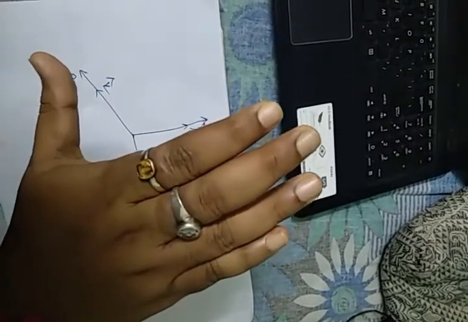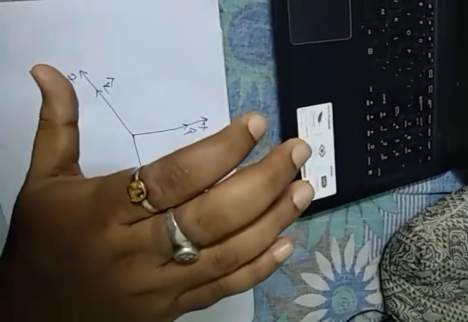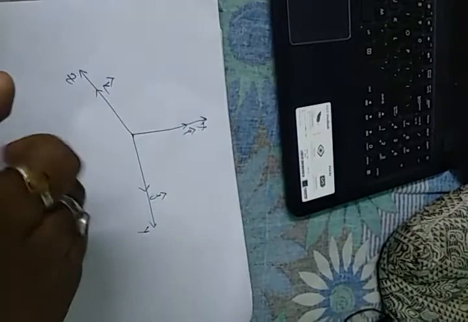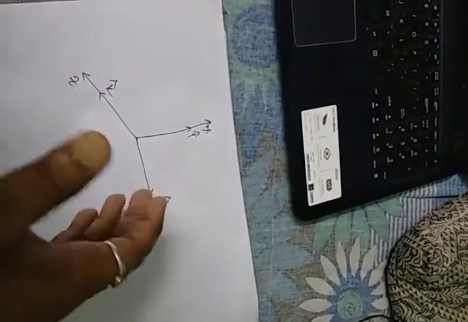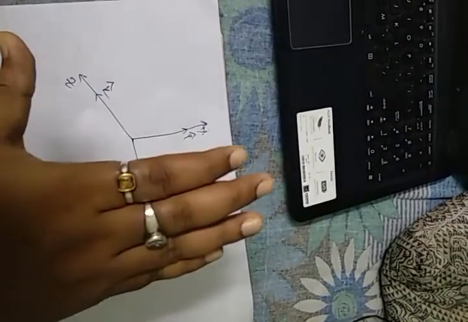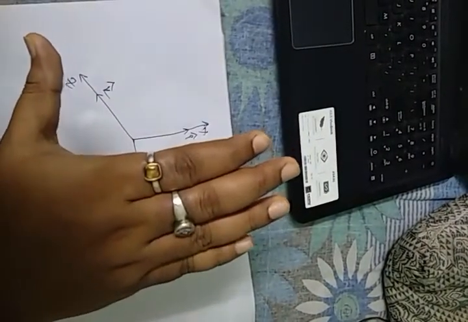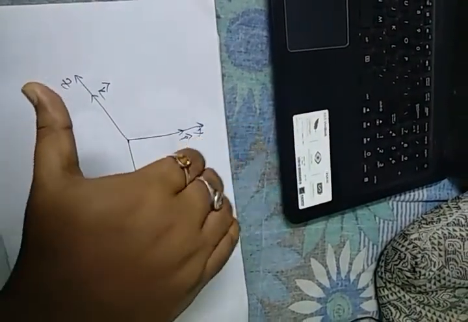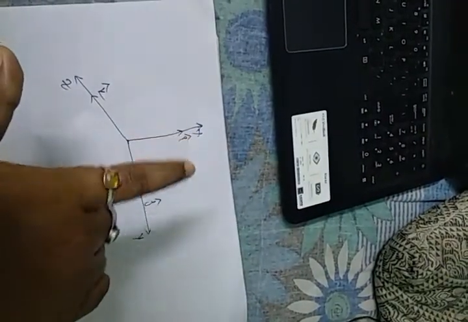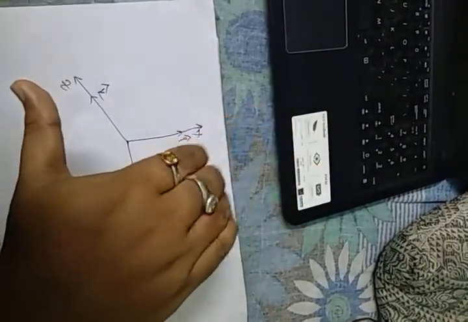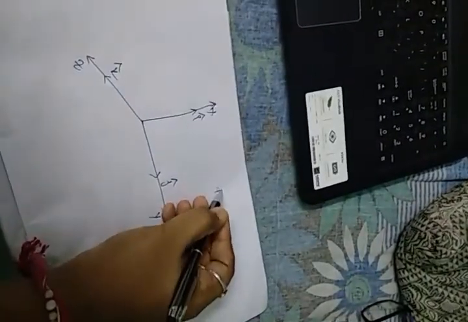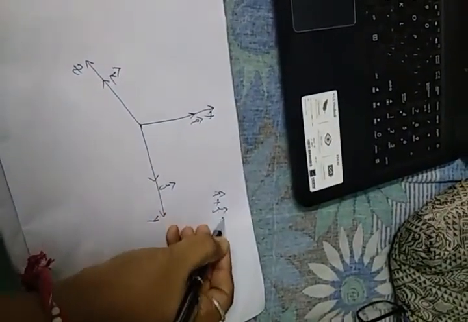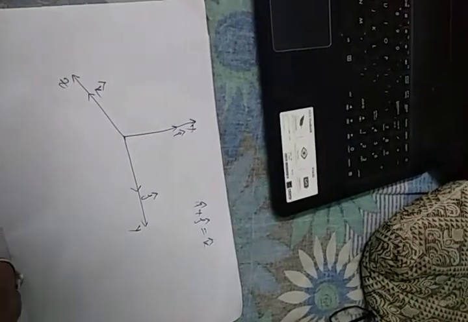Why am I folding my fingers? Because if I have to do the cross product of i cap and j cap, I will use that rule. That's easy, because if I align my hand this way and curl my fingers, that means i cap cross j cap is k cap. So I can write down that i cap cross j cap is equal to k cap.